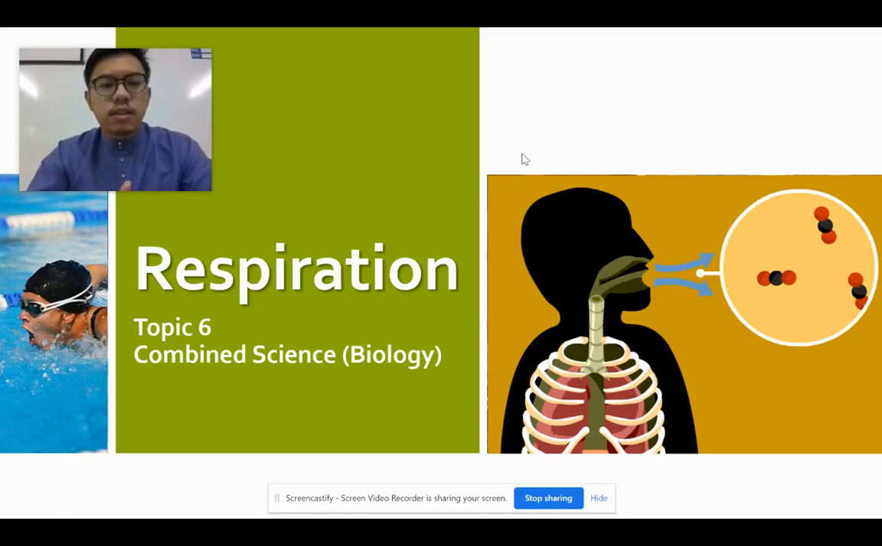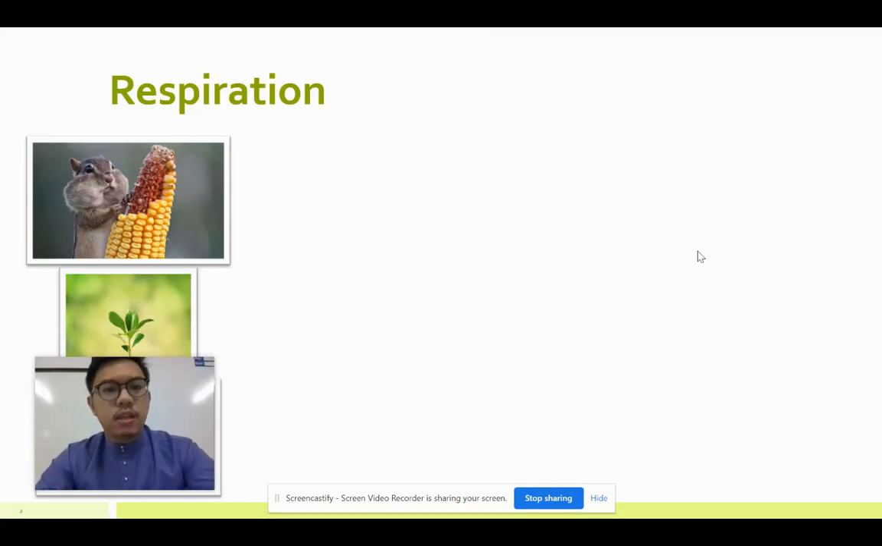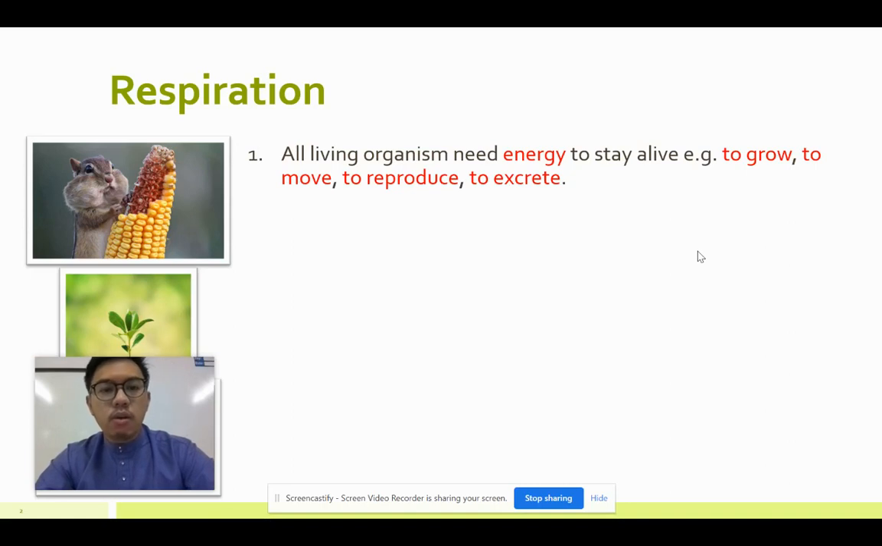Today, we're going through another topic in combined science biology, and this is topic 6, and we're going to talk about respiration. Right, so first, I need to explain why respiration is important. Number one, all living organisms need energy to stay alive. We need energy to grow, to move, to reproduce, and to excrete.